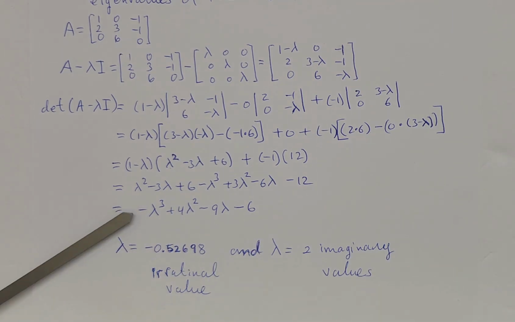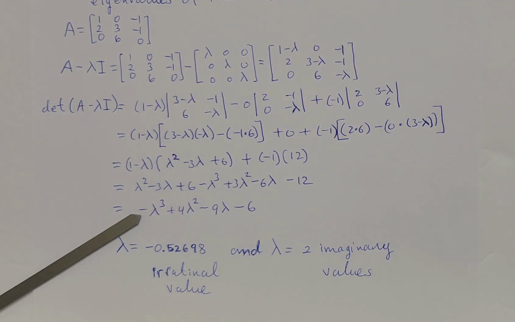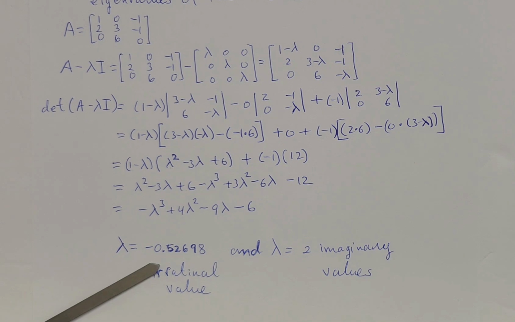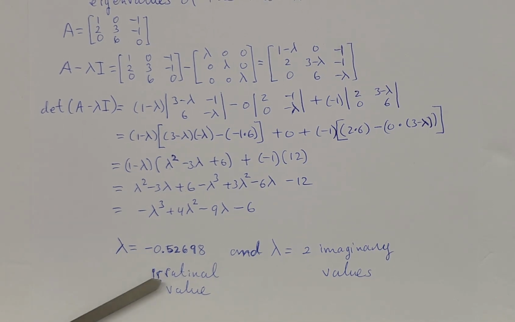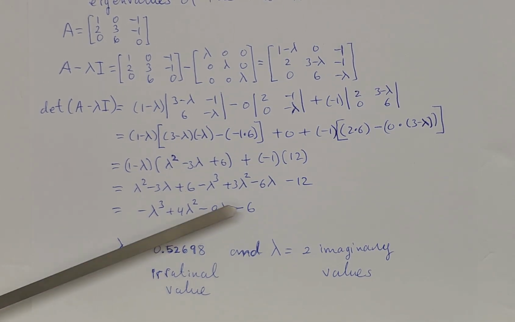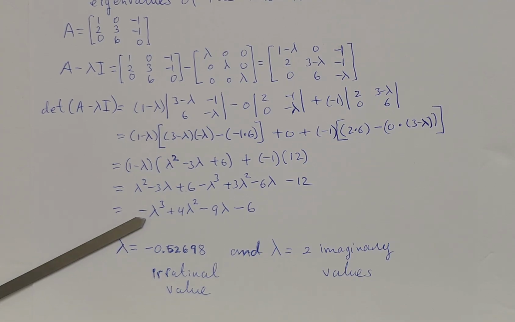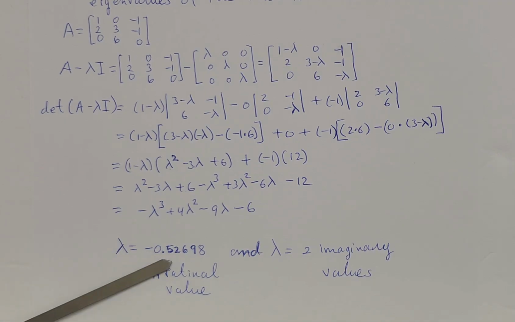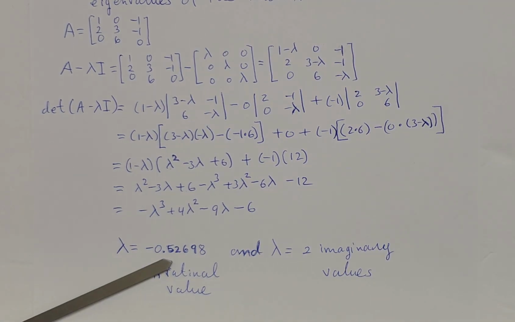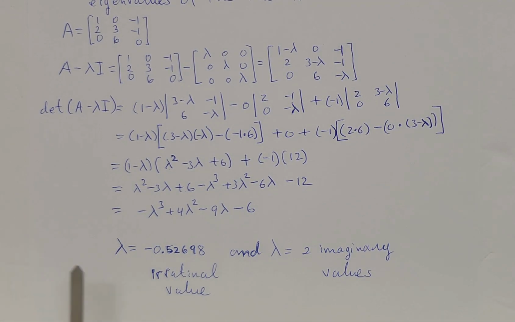However, this polynomial cannot be factored. It takes a very long time to get this answer. So for now, we'll just jump to the answer. One more time, this polynomial is not factorable, so we have to do a lot of work just to get this answer. So we're just going to skip that process and go straight to the answer. So the first eigenvalue is negative 0.52698. And this is an irrational value, so this decimal will keep on going.